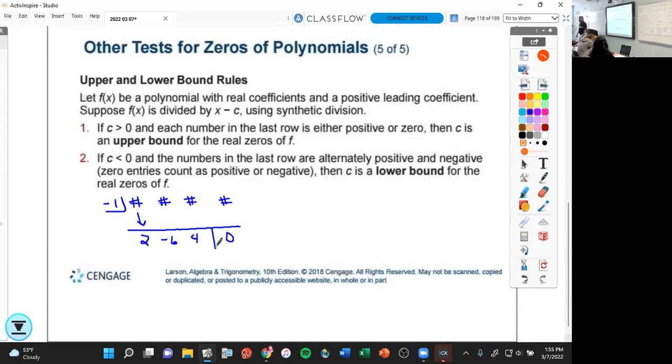Are they alternating between positive and negative, or 0? Yes. This tells me that -1 is a zero because the remainder is 0, and there are no numbers smaller than -1 that are also zeros. -2 doesn't work, -3 doesn't work, -6 doesn't work. So for this problem I just made up, I know the smallest zero is -1, and the biggest zero is 3. It's all going to be right in through there. Does that make sense?